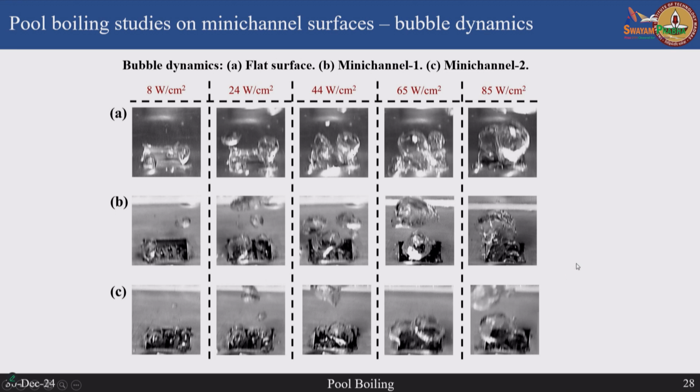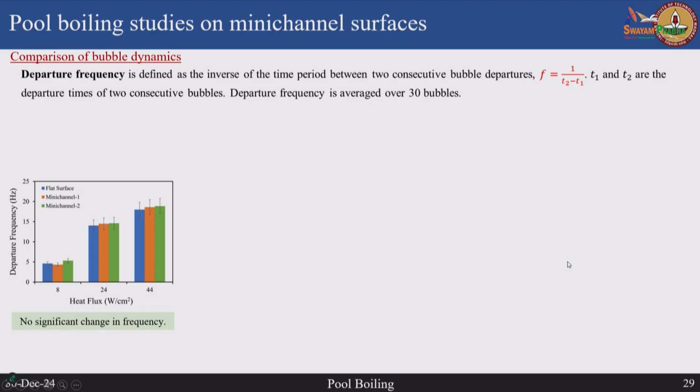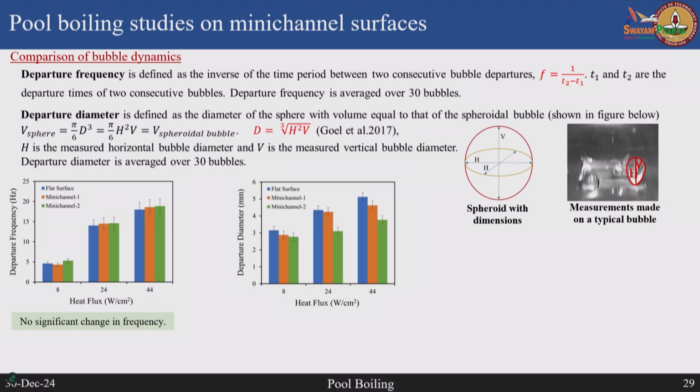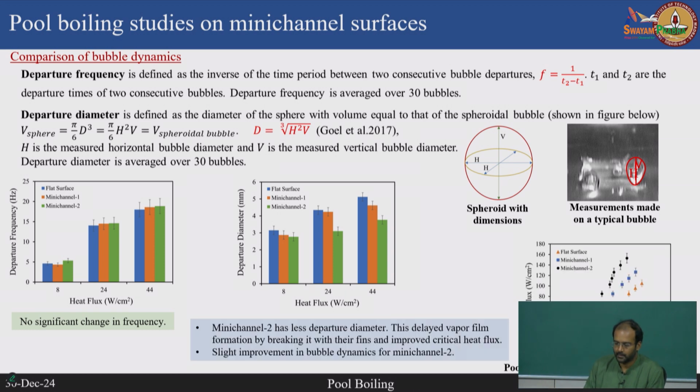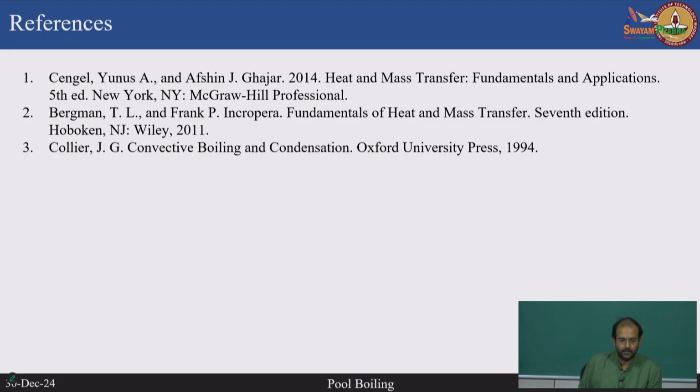So, we have also seen the effect of these mini channels on the departure diameter which I was talking about and bubble departure frequency, and as you can see the bubble departure diameters are slightly smaller when we have the mini channels, which is good because that means it is promoting more smaller bubbles, and the bubble departure frequency is also slightly higher because more smaller bubbles of higher frequency is actually more conducive for maintaining the nucleate boiling regime. Well, I think with that I conclude this first presentation on pool boiling.